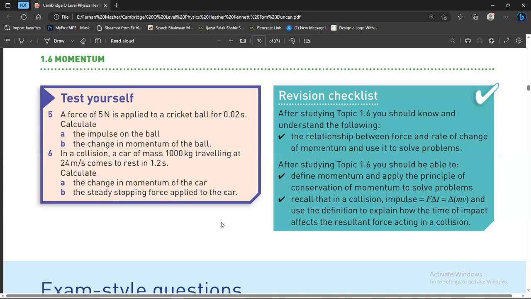You can calculate the momentum. The steady stopping force applied to the car is the change in momentum divided by time. The force is the change in the momentum divided by time. You can do it yourself.